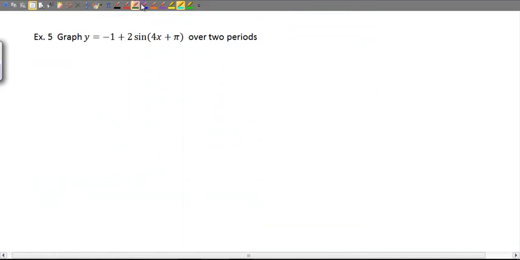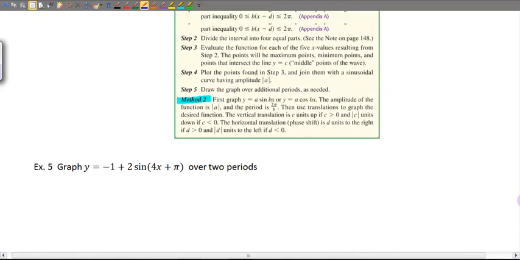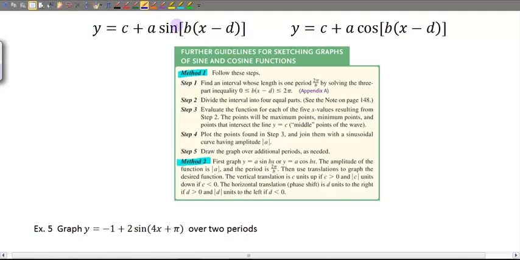This one says I would like to graph y = -1 + 2 sin(4x + pi). Now I hope that you recognize that I have a number next to my x variable here, and in other words, this is not in the form that I want. I need b to be factored out.